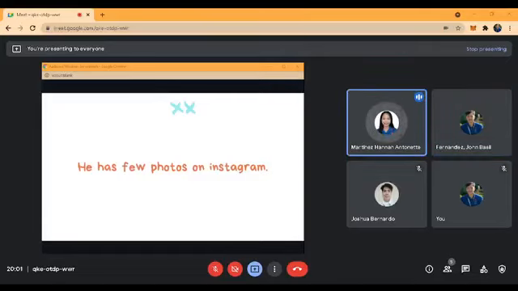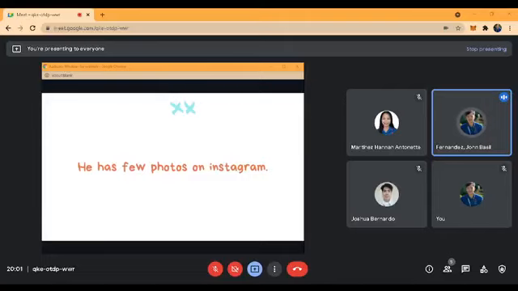He has few photos in summer. Okay, thank you, Hannah. So, what determiner is used in this sentence? Oh, thank you. You guys are right. The determiner used in this sentence is few. Now, take note again of this. Few is accompanied by countable plural noun, which is photos. Again, few is accompanied by countable plural noun, which is photos.